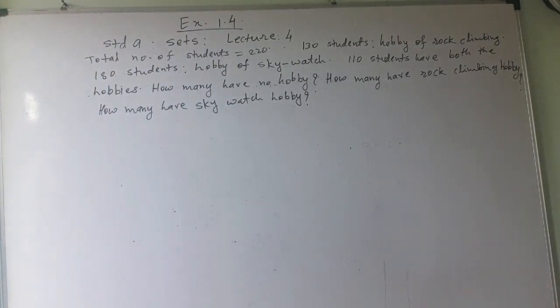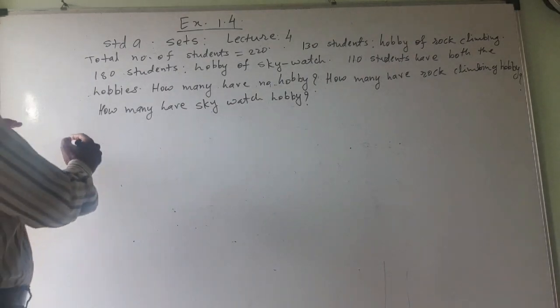So how many students are there that we know? There are 220. So we can find the union of them. So union will be n of A union B is equal to n of A plus n of B. That way you can solve it. So there would be some of the students who don't have any of the hobby, and that we have to subtract, and we will get the answer. Okay, so let us go for each solution.